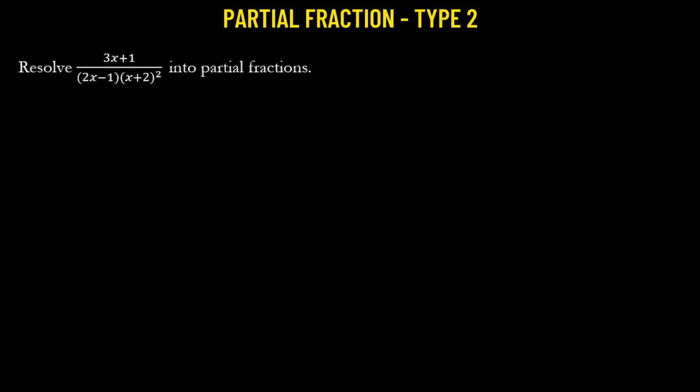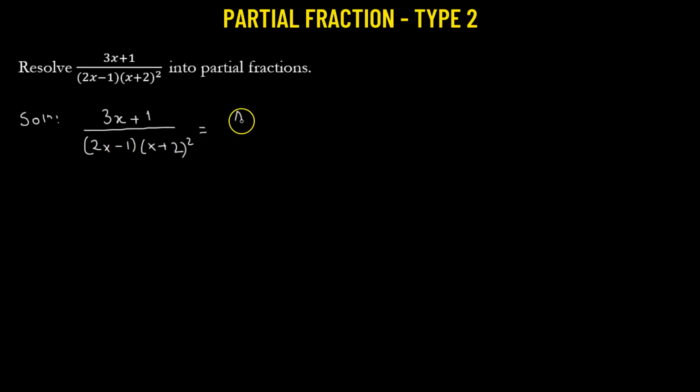In this problem, we need to resolve the given rational fraction into partial fractions. Let's begin. So we will break it down into some partial fractions. So here we are given 3x plus 1 divided by the factors. We have 2x minus 1 and the factor x plus 2 that's repeated twice. So that means we can break it down into three partial fractions.